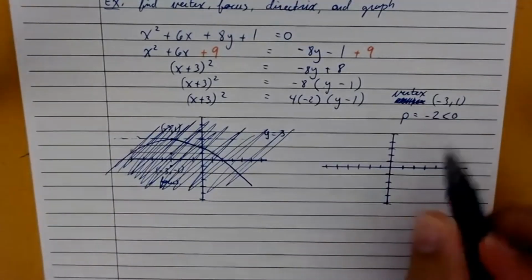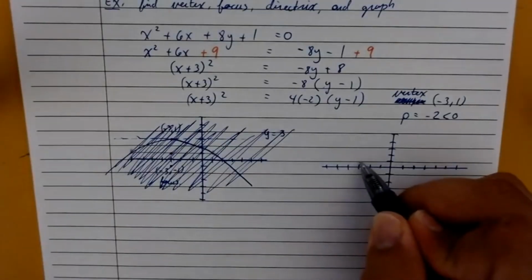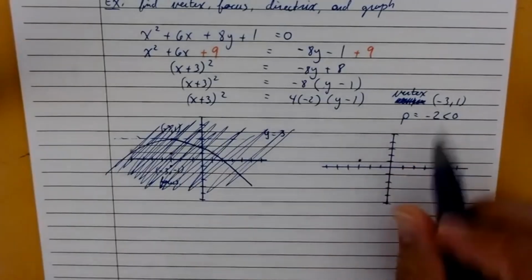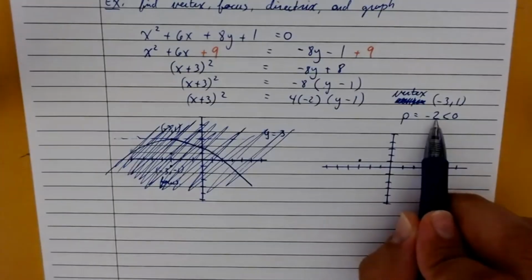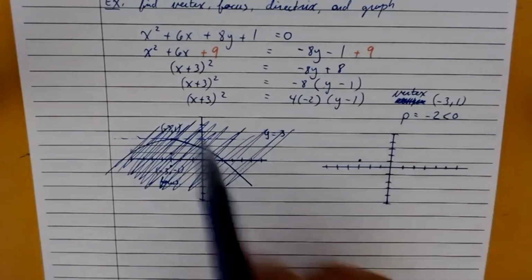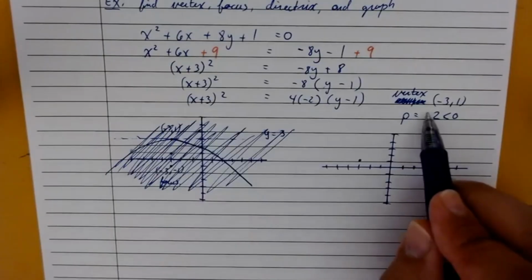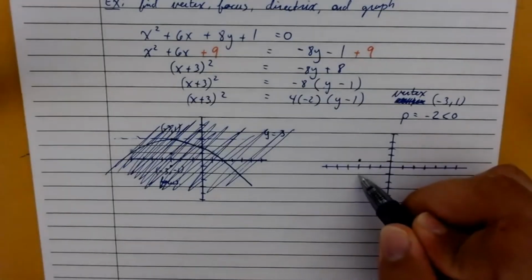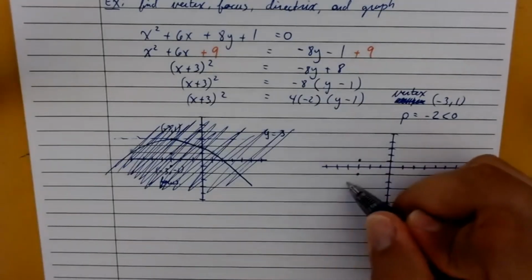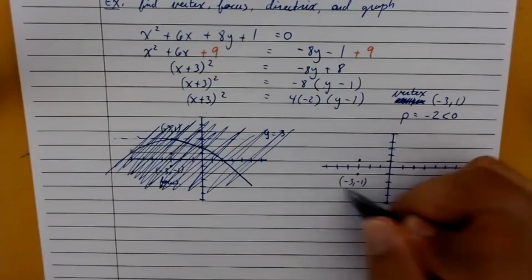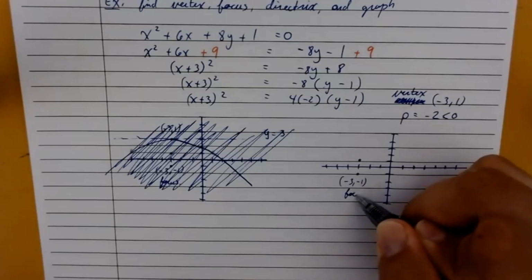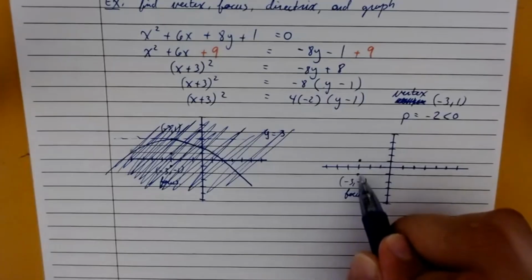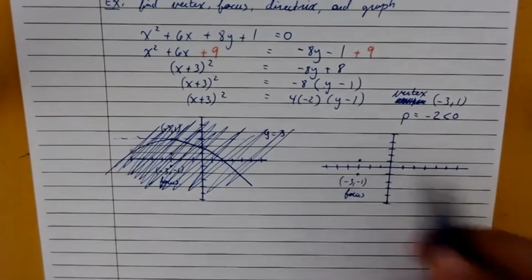We have a vertex of -3, +1, right there. We have a focus that is 2 steps down. Since that's x squared, it opens either up or down, and because that's a negative, that's going to open down. So our focus will be 2 steps below that. So our focus will be -3, -1. And if that's our vertex, that's our focus, 2 steps down, our directrix must be 2 steps up.